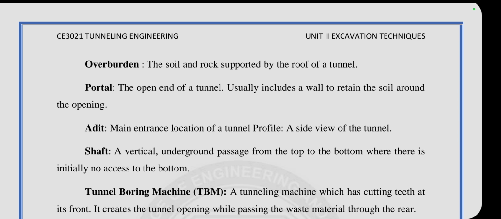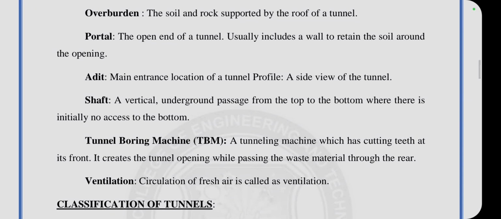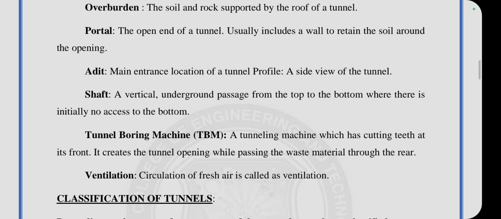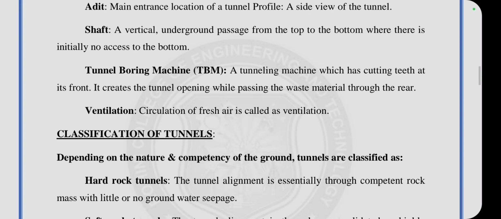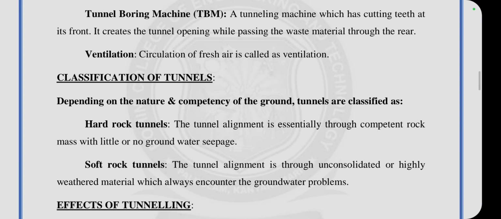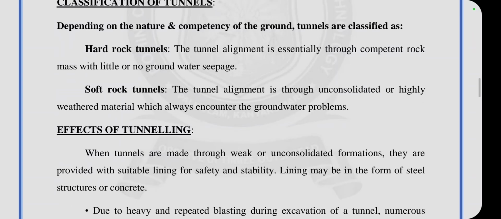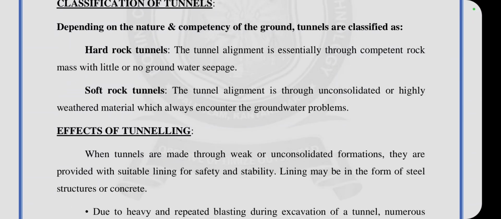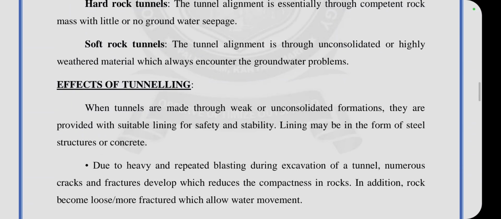Shaft: a vertical underground passage from the top to the bottom, which gives initial access to the bottom. TBM is nothing but the tunnel boring machine, a machine which has cutting teeth at the front. It creates the tunnel opening while passing the waste material through the rear. Ventilation: the circulation of fresh air is called ventilation. Classification of tunnels: one is based on hard rock tunnels, the other is soft rock tunnels. Then the effects of tunneling.